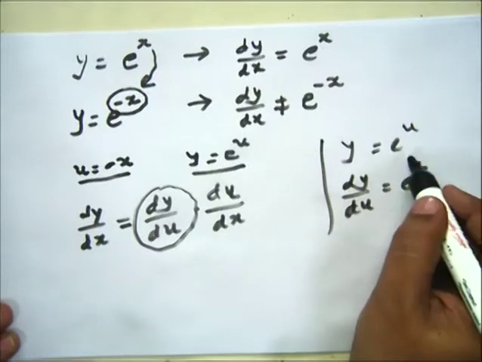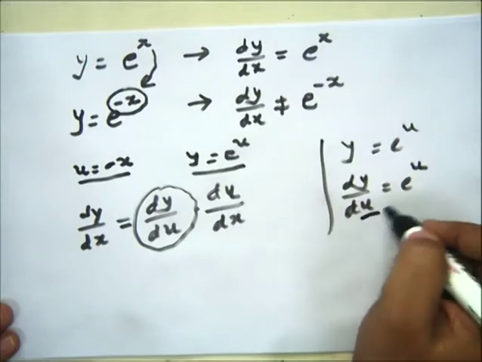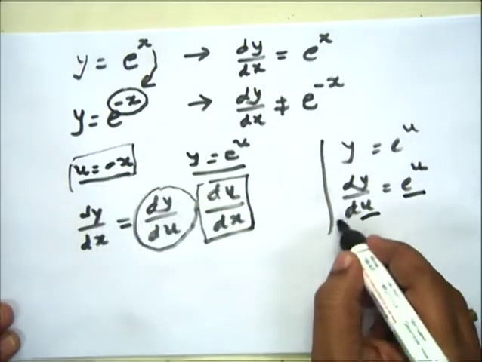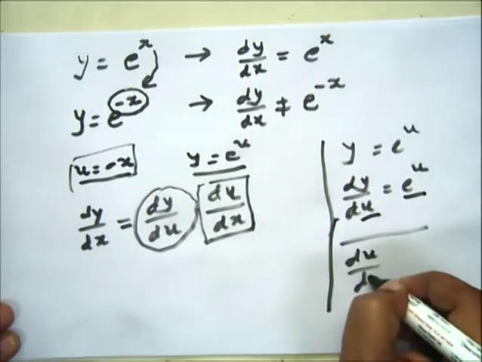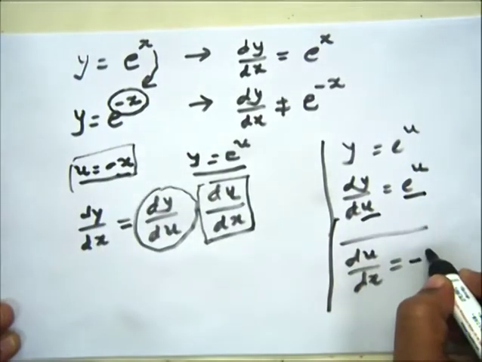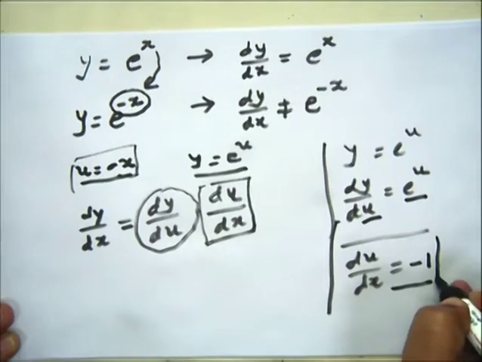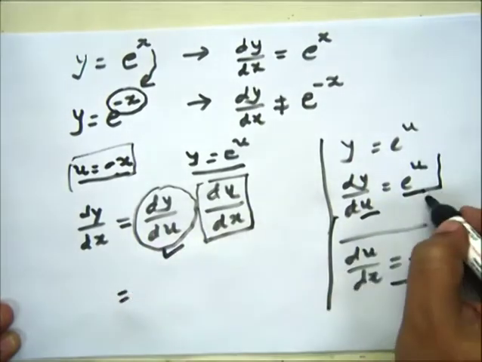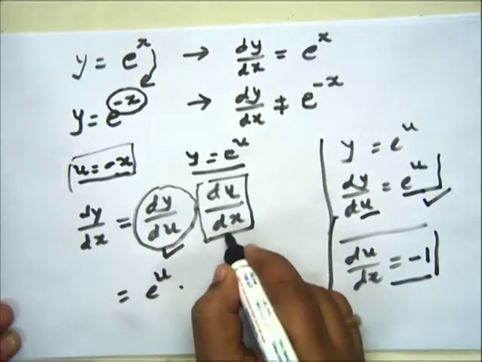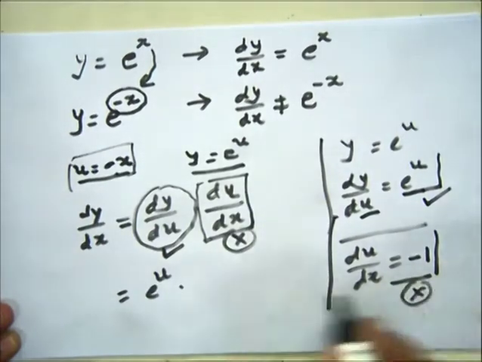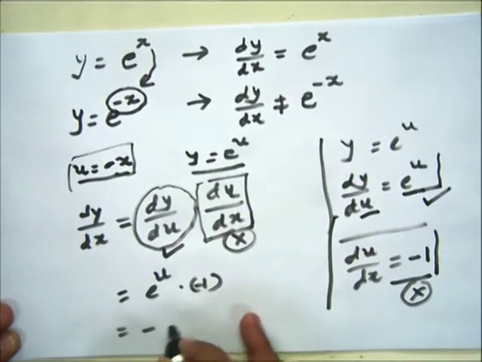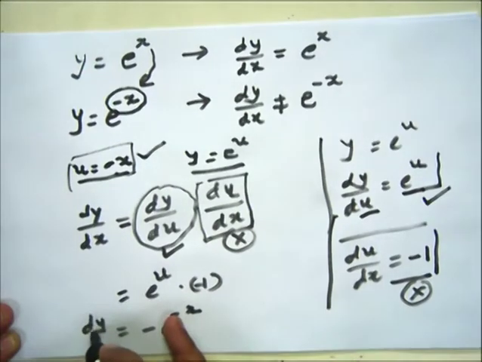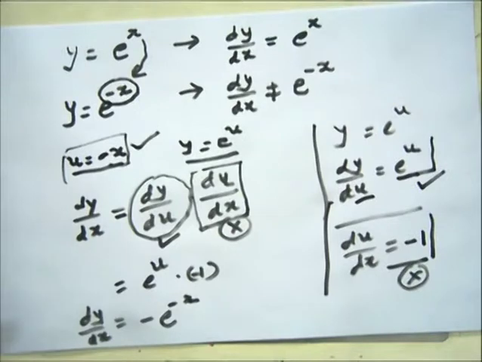Because we know that derivative of e raised to x with respect to x is e raised to x. So derivative of e raised to u with respect to u is e raised to u. And du by dx, derivative of minus x with respect to x, is minus 1. If we substitute these two values, we will get e raised to u into minus 1, that is minus e raised to u. But what is u? U is equal to minus x. So derivative of y with respect to x is equal to minus e raised to minus x.